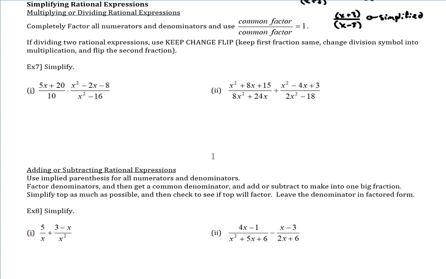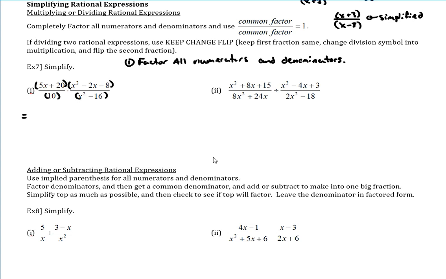Okay, so when you have multiplication or division, it really is just factor everything. So our first step really is factor all numerators and all denominators. Okay, so factor every one of them. I say they're implied parentheses. They never really show them, but they are there.